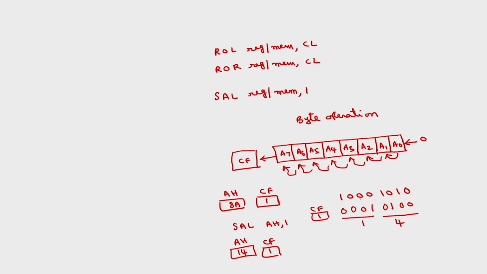Similarly, if you want to shift by multiple positions, I have this SAL register comma memory comma CL. Here also you have to take the number of times the shift operation is to be performed in CL, that CL has to be mentioned here. So this is for single bit shift, this is for multiple bit shift.